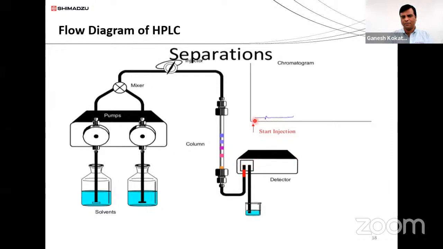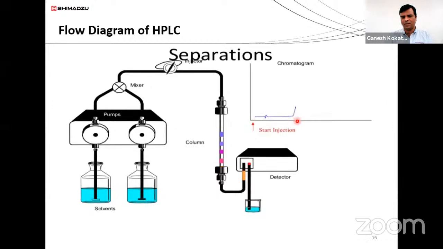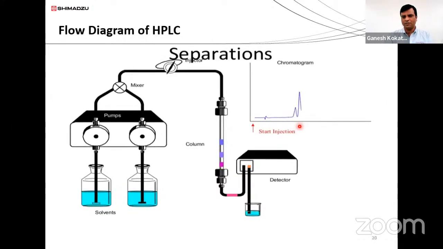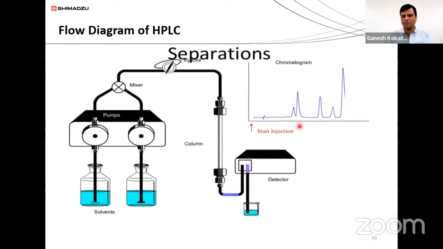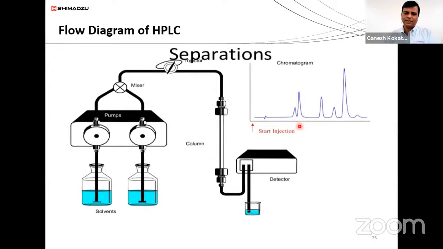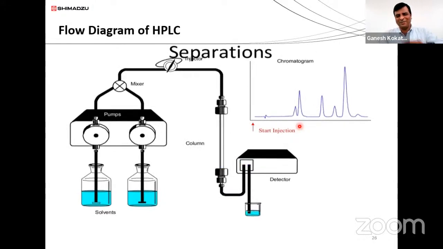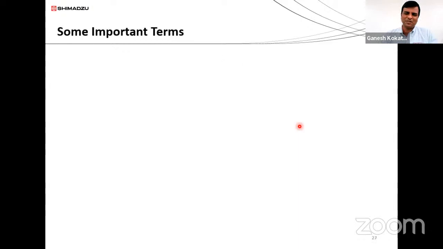And if you see, this is called the retention time. The first retention time shows the peak at the first interval. So this is the first peak, then the second, third, fourth, and fifth components, like that. It just gives a tentative diagram of the HPLC.